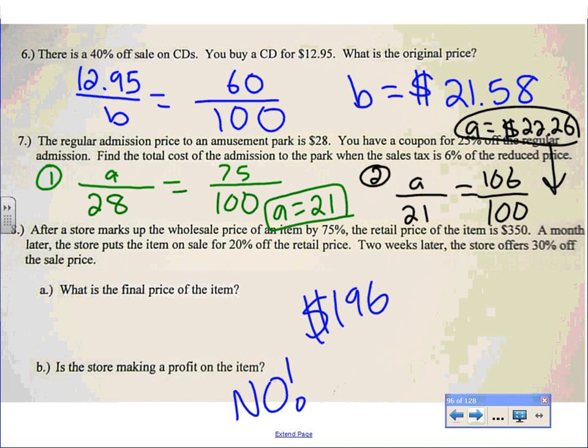The final price the store had it on sale for was $196. $4 less than what they purchased it from the wholesaler. So there was no point in them selling that. They lost $4 on the transaction. That is a really, really good application problem. Raise your hand if you got that right, number 8. So that was a hard problem.